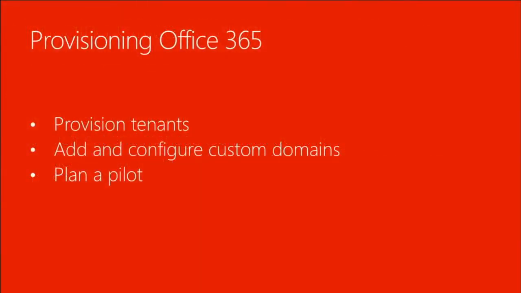So first things up, we're going to talk about provisioning tenants in 365, adding and configuring custom domains. So a couple of things here. First of all, get the tenant right. As I've mentioned, we know what the services are. What Microsoft does is they take those services and put them into plans. So for example, Exchange Plan 1 and Exchange Plan 2.